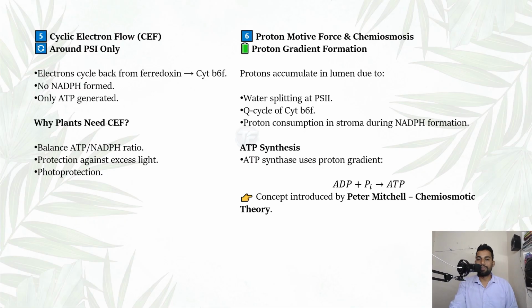Sixth point, proton motive force and chemiosmosis. I told you in the first slide that protons are accumulated in the thylakoid. Okay, protons accumulate in the lumen due to water splitting at PS2. Here are some reasons why protons are accumulating in the lumen: because water is splitting, and because of the Q cycle in cytochrome b6f.